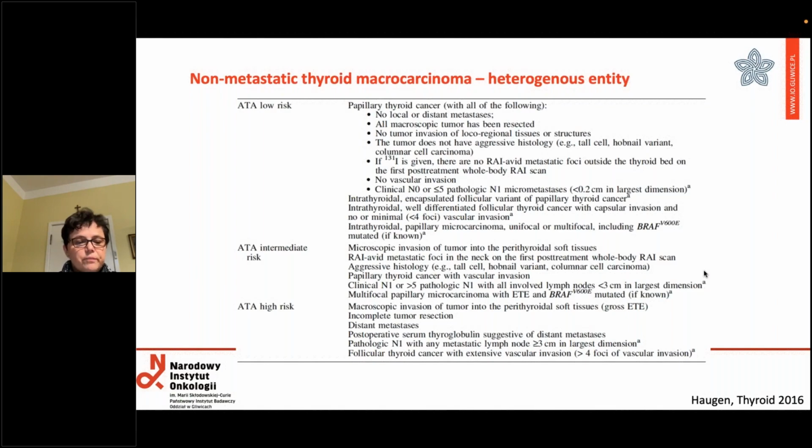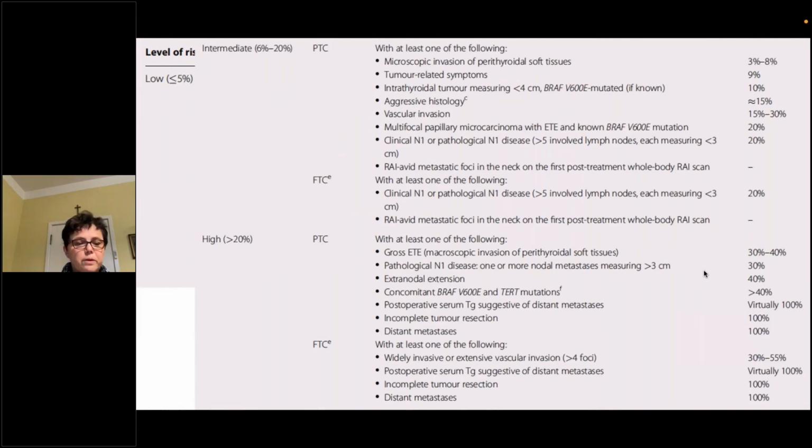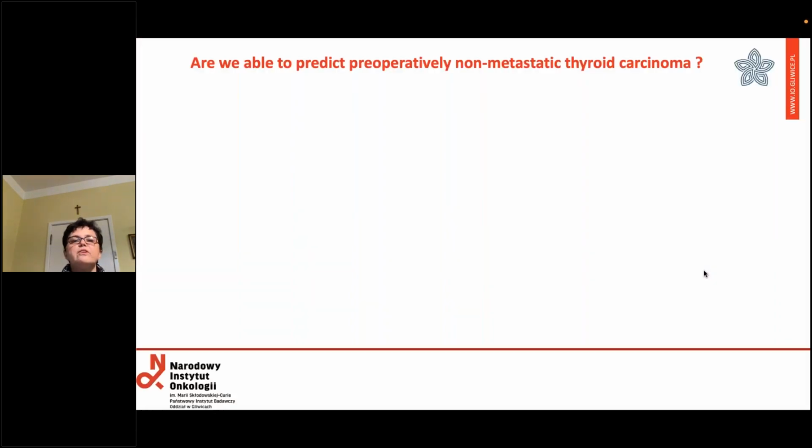This clinical entity also includes patients who differ in their level of postoperative risk of recurrence. So we have low, intermediate, and high-risk patients. The current criteria to define the risk group were proposed by the American Thyroid Association in 2016. You may see these criteria on this slide, and similar criteria you may also find in the most current ESMO guidelines. As you may see, the risk of recurrence is very low in the low risk group. However, in the high risk group, the risk of recurrence varies between 30 and even 100%. So, considering this data, the management of non-metastatic thyroid cancer could be a real challenge for clinicians.